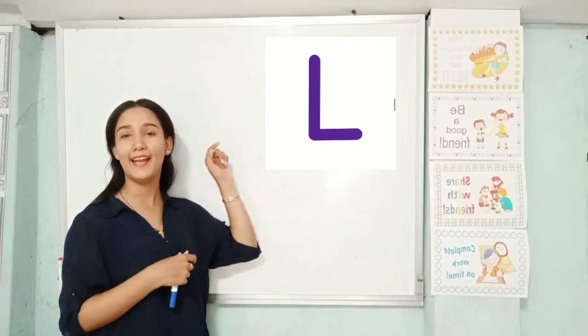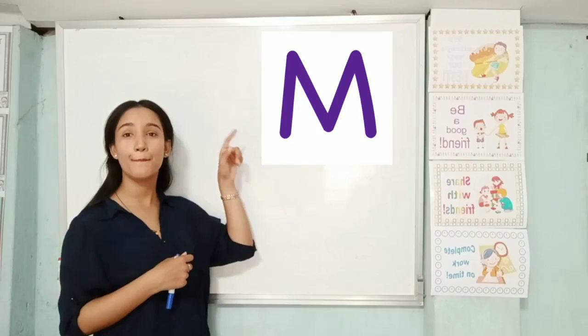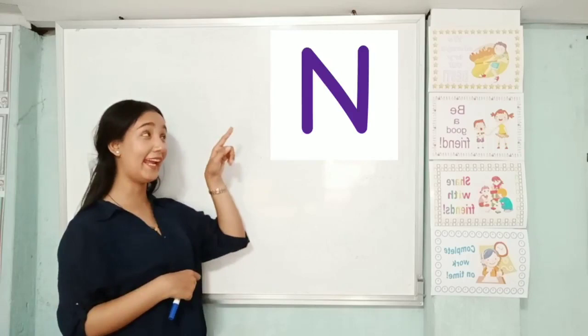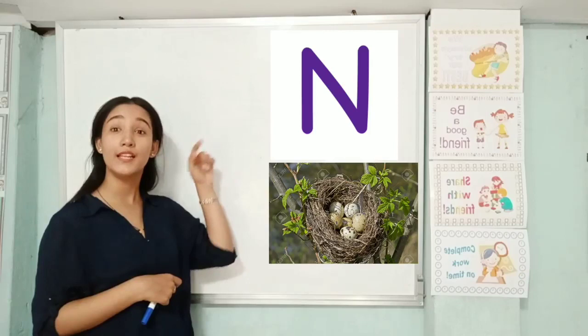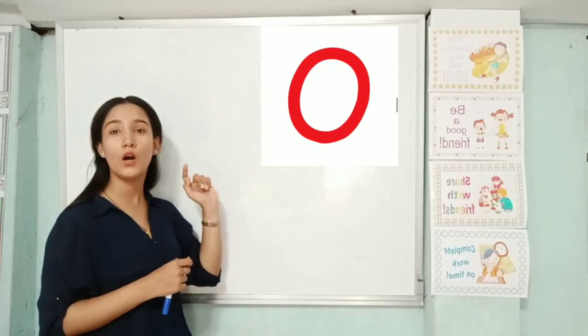L. Lion. Lion. And then M. M for monkey. Monkey. After M comes N. N for nest. Nest. And then O. O for onion.